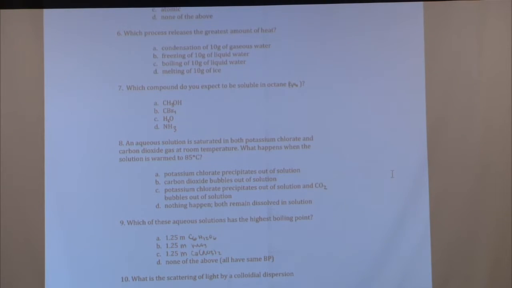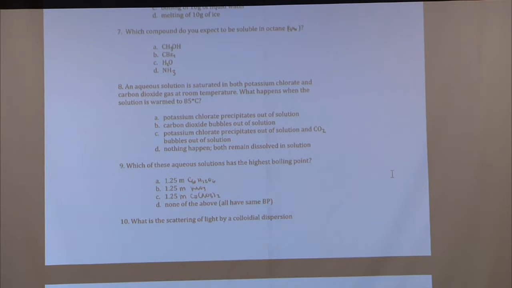Number 9 says, which of these aqueous solutions has the highest boiling point? So we know boiling point is a colligative property. So there's boiling point elevation as one of them, freezing point depression, vapor pressure lowering, and osmotic pressure. So you should really know those 4 colligative properties because they will be asked on the ACS exam. So I'm going to write our answer choices down on paper.